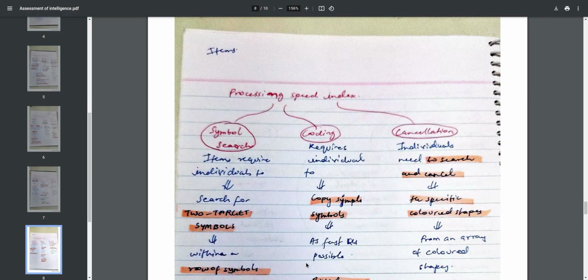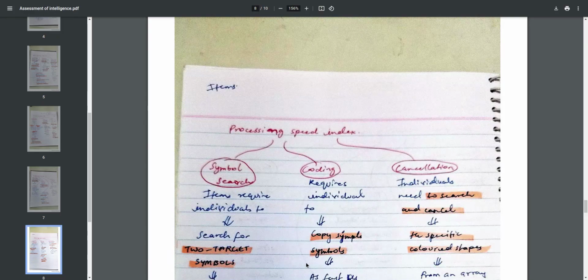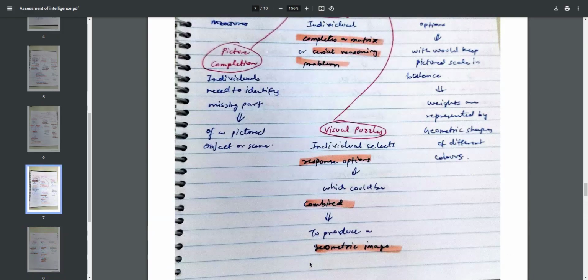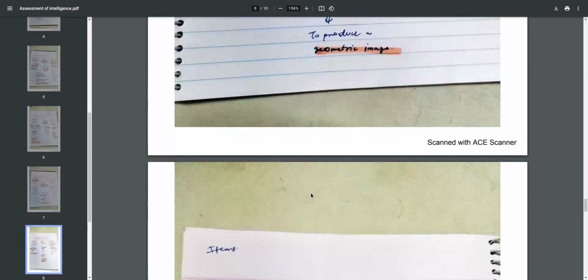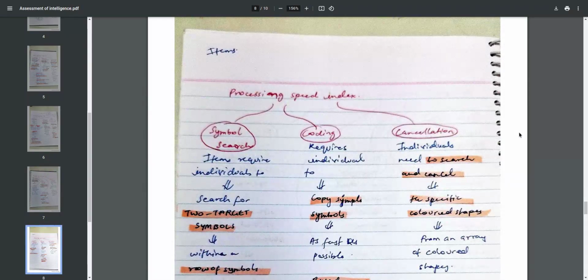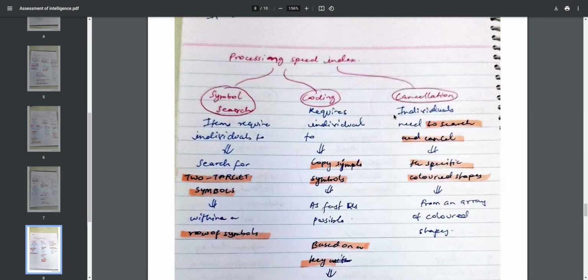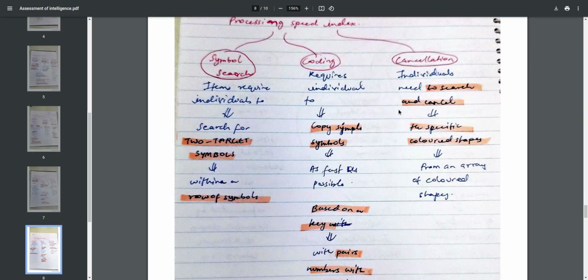Then processing speed. So here we have 3 again. Oh, there are 4 in perceptual reasoning, my bad. Okay. Then we have processing speed, again 3. Here symbol search. Here you are required to search for 2 target symbols. So there are 2 rows of symbols which are given, many symbols, and you have to identify which one or many of the symbols are repeated in both the rows.